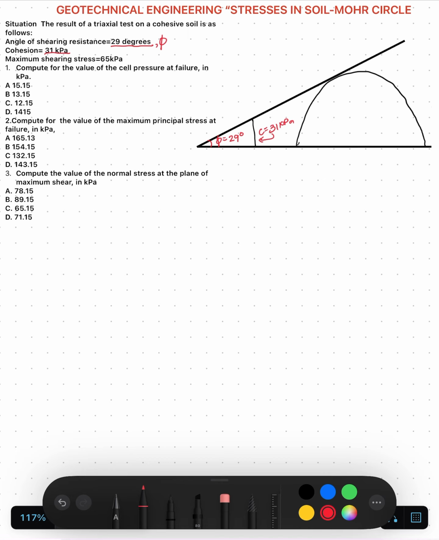Now take note that this Mohr circle is plotted on an XY plane. The x-axis corresponds to the normal stress, and the y-axis corresponds to the shearing stress. Now from our Mohr circle, the highest shearing stress is here, which, if we reflect it here, is equal to the radius of our Mohr circle.